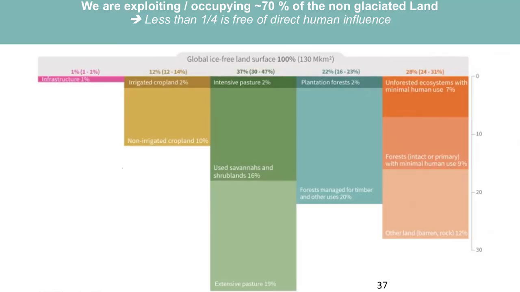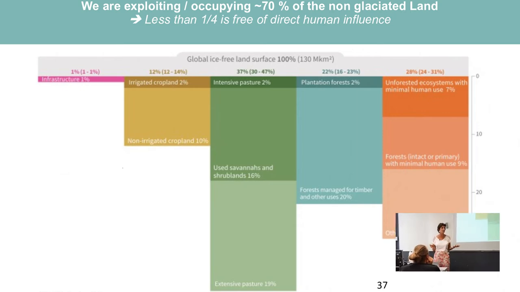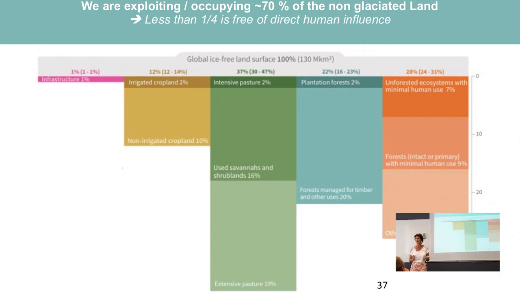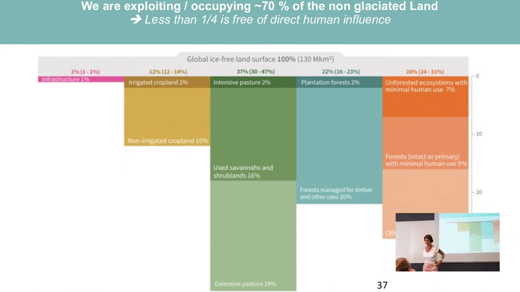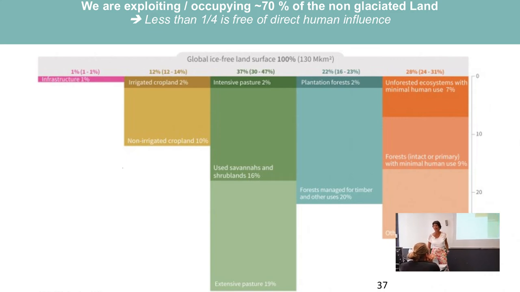So we are exploiting 70% of the non-glaciated land areas for our use, for our food, fiber, etc. And 50% of the population lives in urban areas. Urban areas occupy how much? 1%. You had the response. So 50% of the population lives on 1% of the land. But we exploit 70% of the land.